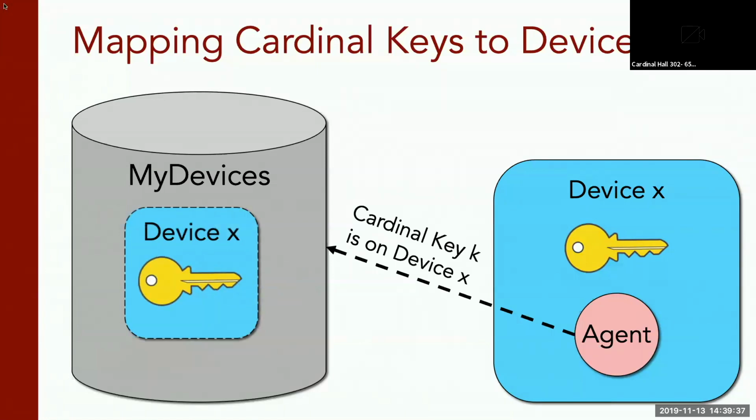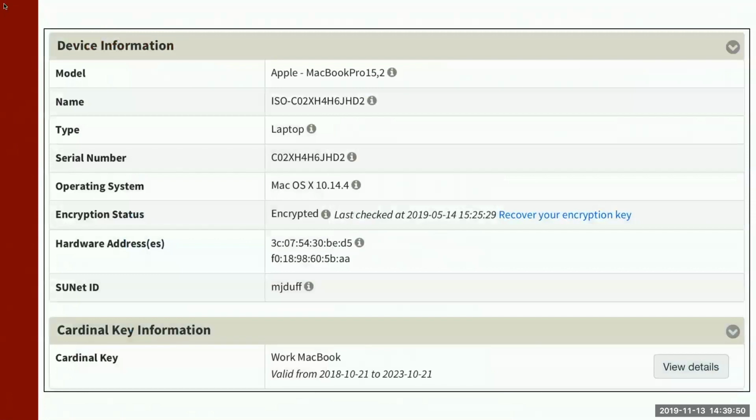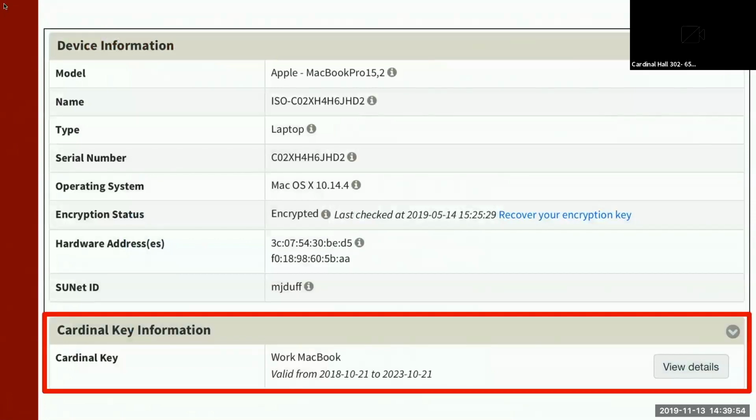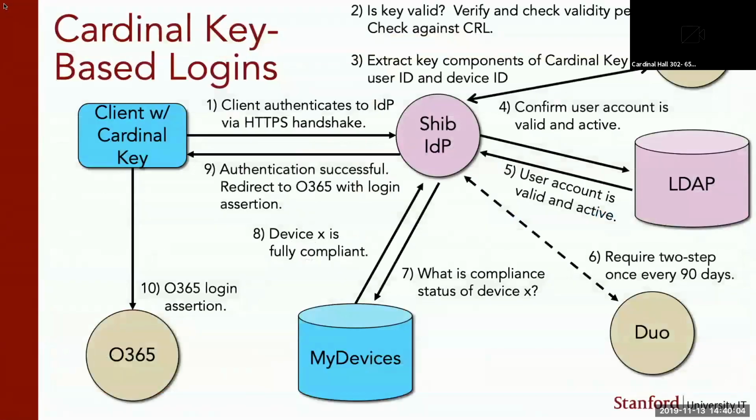It probably isn't clear why this is important, but My Devices has to make that association because we want to associate a Cardinal key with the status of a device. And here's what that looks like in My Devices for my laptop. You see down at the bottom is the Cardinal key information, and you can click on there to view the information about it. But let's really get into how all this works.